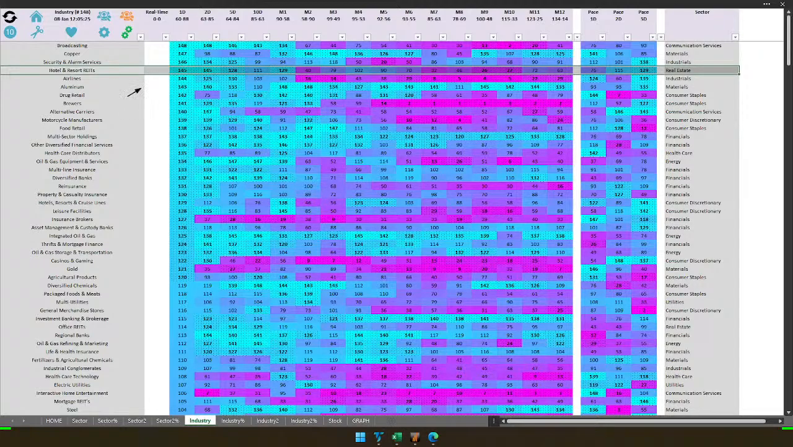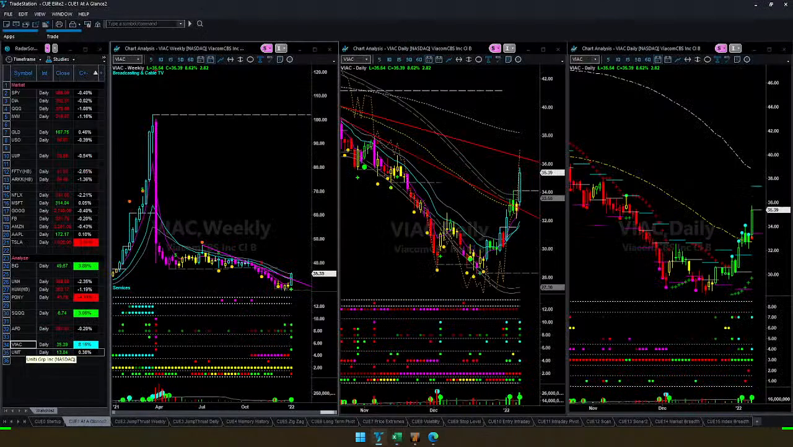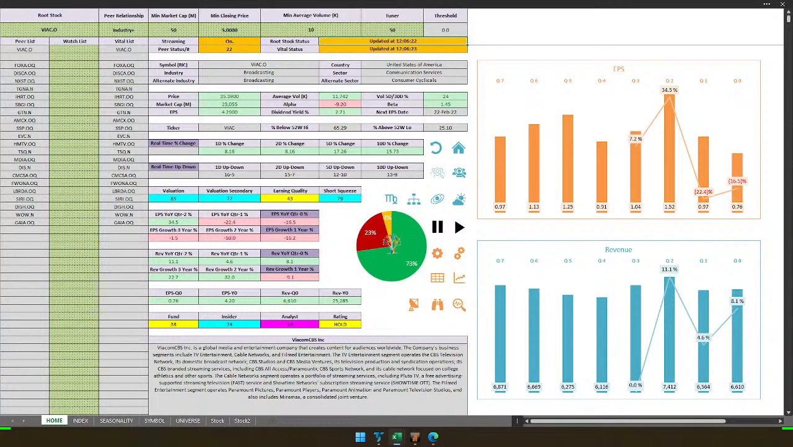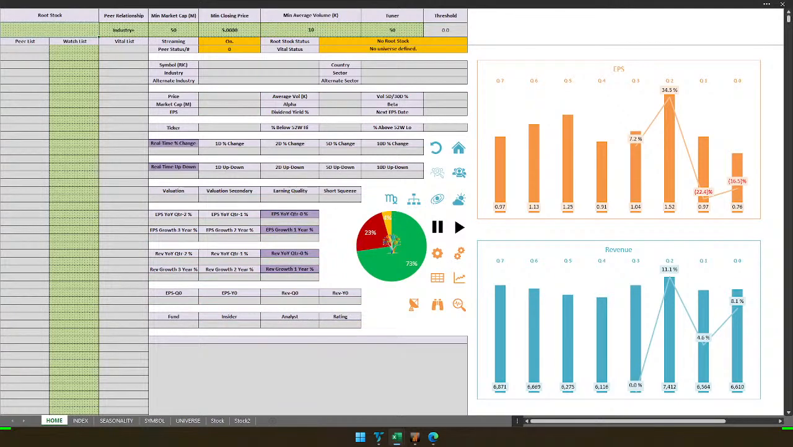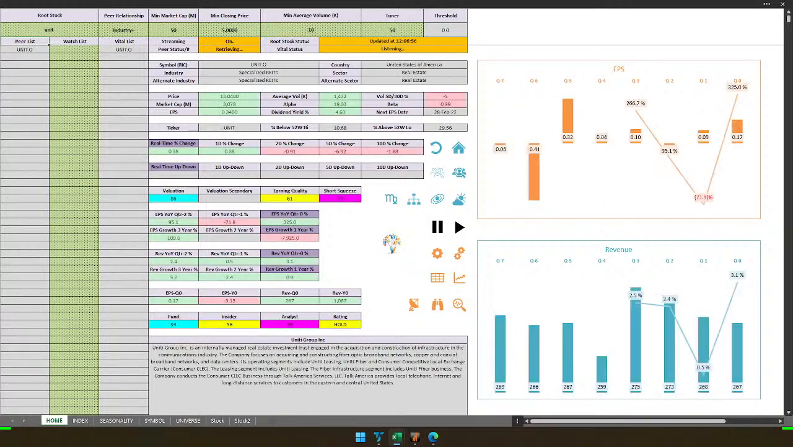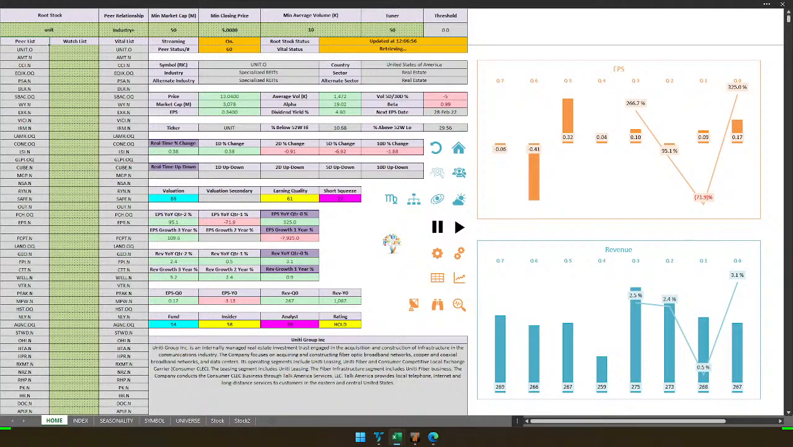Can you see? It was very strong, whereas it was very weak earlier. Again, a turnaround case for industry, hotel and resort REITs. And Unit Corporation, let's look at the fundamentals. This is a 3-star candidate, isn't it?